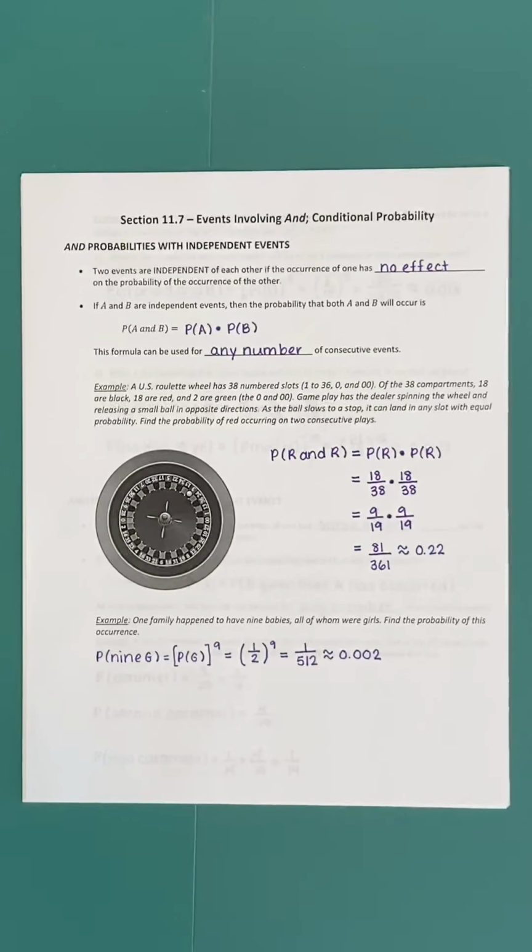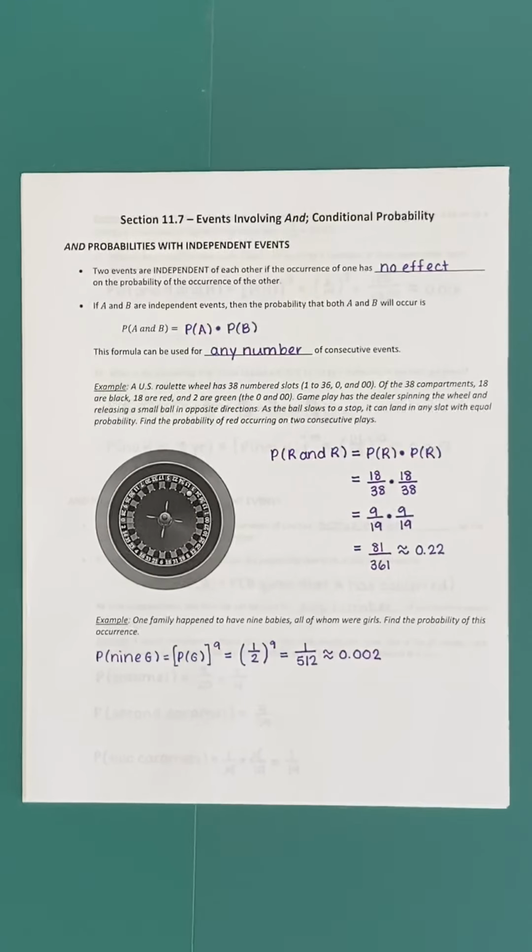Gameplay has the dealer spinning the wheel and then releasing a small ball in opposite directions. So we spin the wheel one way and then we throw the ball in the opposite way. As the ball slows to a stop, it can land in any slot with equal probability. All the slots are sized the same, the wheel is balanced. It's just as likely to land in any one particular slot as any other.